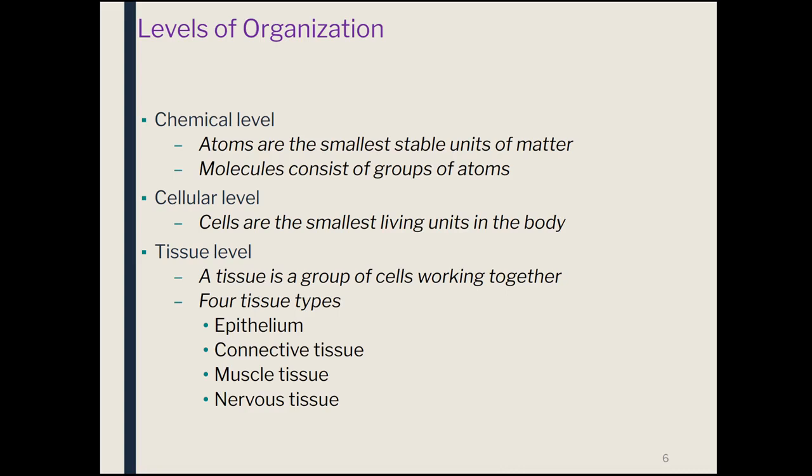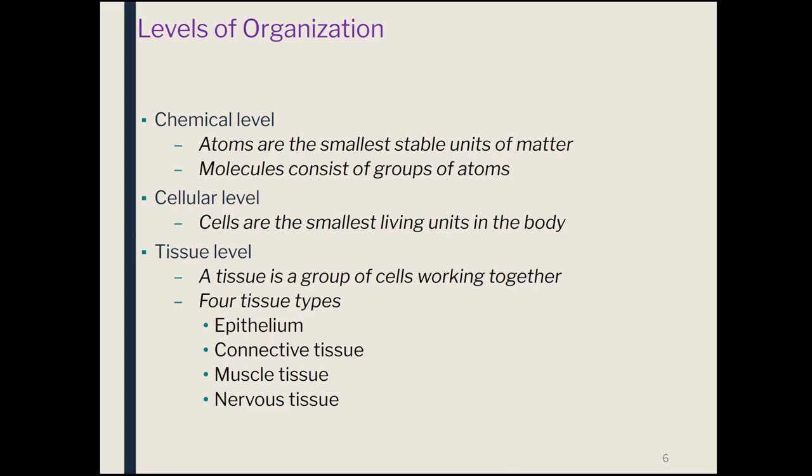these cells. The cells then work together to form tissues. At the tissue level, we'll see that these cells are working together as a group to form the tissue. And there are 4 different types of tissues: the epithelial tissue, the connective tissue, the muscle tissue, and the nervous tissue.